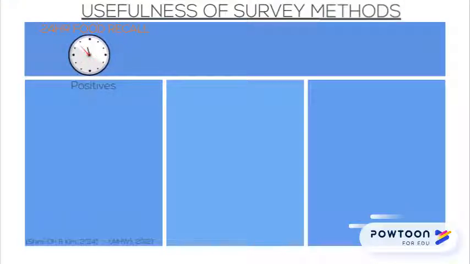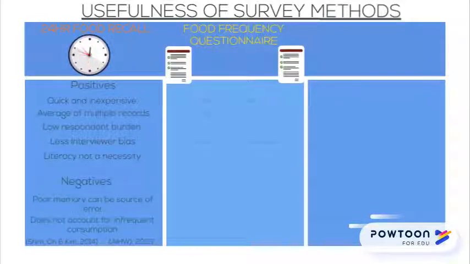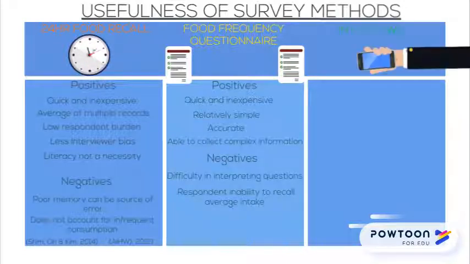24-hour recalls are useful for large-scale surveys. They are inexpensive and easy to complete. While poor memory can impact results, recalls can be performed multiple times to gain an average, improving accuracy. Food frequency questionnaires are also quick and inexpensive for large population studies. They are accurate and gather detailed information. At times, these too can be impacted by poor participant recall.